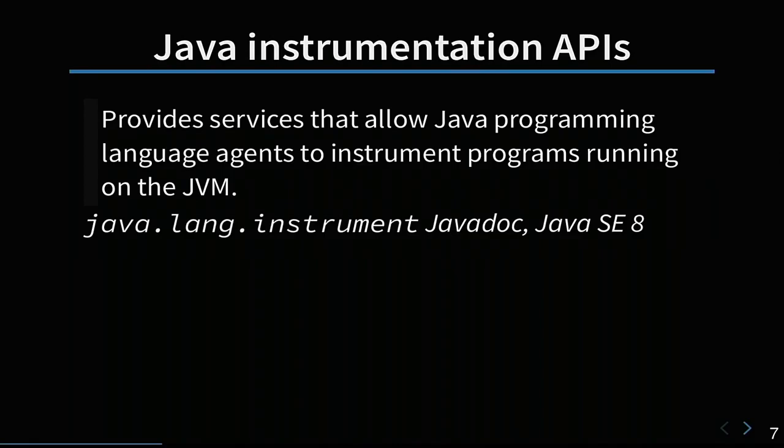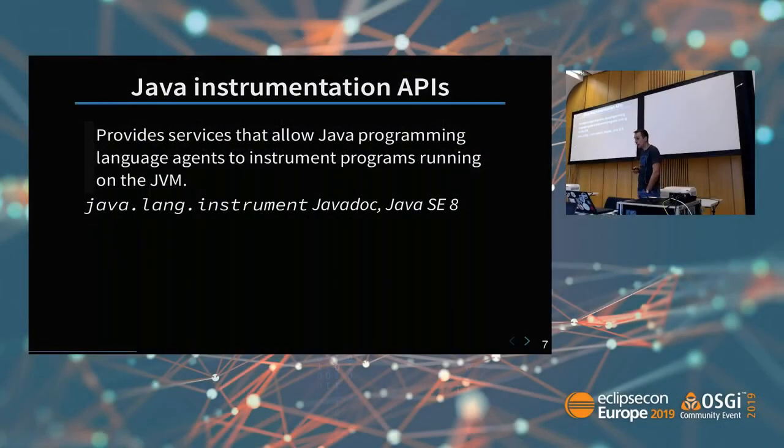That is a quote from the Javadoc of the java.lang.instrument API, and it says that instrumentation APIs are services that allow agents to instrument programs running on the JVM. By instrumenting, that means you can change the program behavior at runtime in ways in which it was not defined in the program source code.